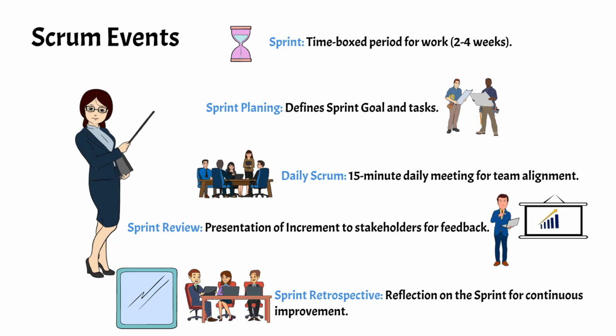Sprint Retrospective: following the sprint review, the team holds a retrospective to reflect on the sprint that just ended. The goal is to identify what went well, what could be improved, and what changes the team should make in the next sprint to be more effective and enjoyable. These events are the backbone of Scrum, promoting transparency, inspection, and adaptation throughout the development process.